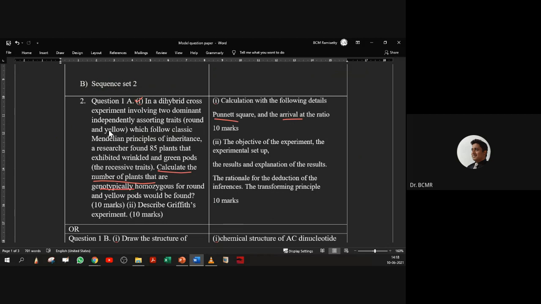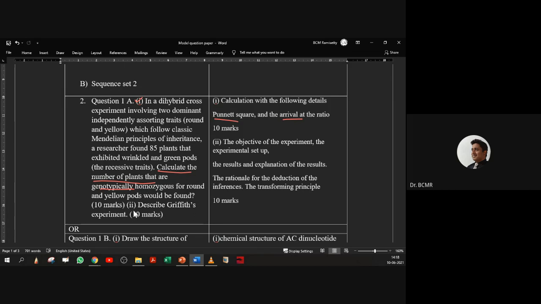So reading the question is very important. Reading the question properly is important, and also understanding the words. If you didn't know what homozygous is, there is no point, you wouldn't know what to answer. So keep that in mind.